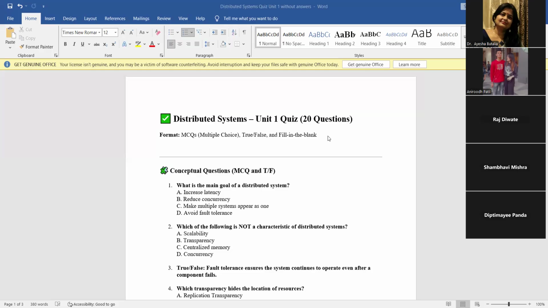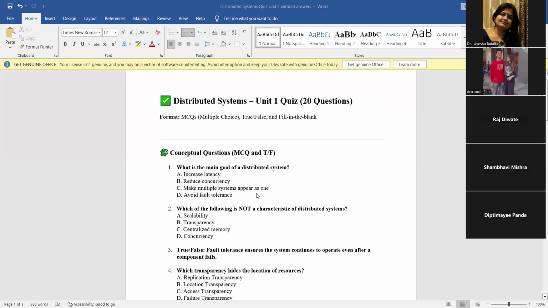So let's start with this short quiz. If you want, you can type in the chat box, or if possible, if you just speak out, that will be very good. So, what is the main goal of a distributed system?